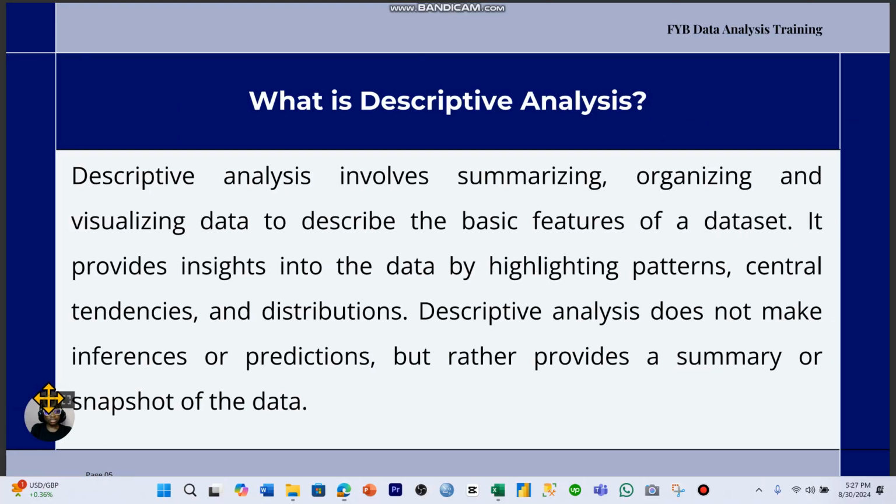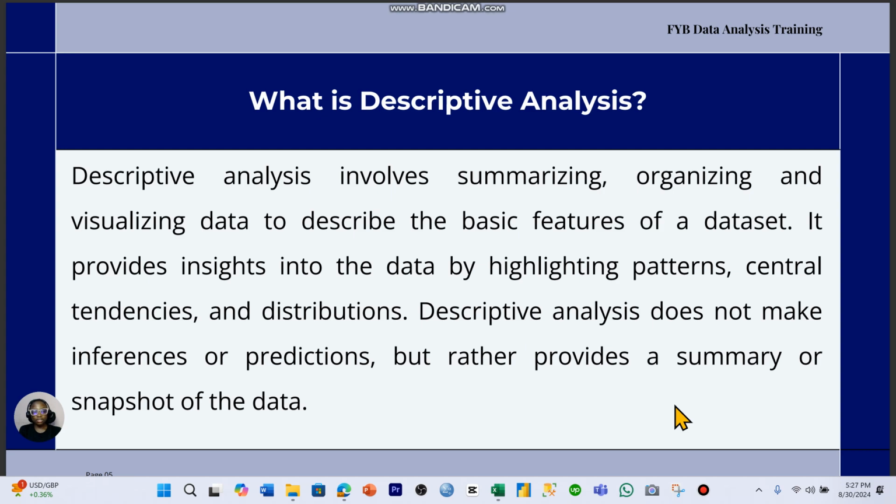So what is descriptive analysis? Descriptive analysis deals with summarizing, organizing, and then visualizing your data. This is to show the basic features of your data set, and it helps to provide insight into your data by highlighting patterns and showing the distribution of your data.